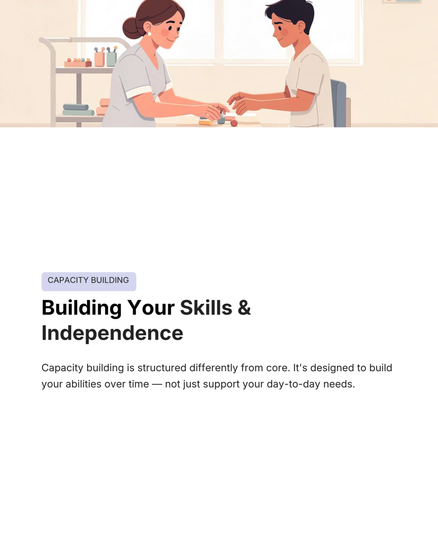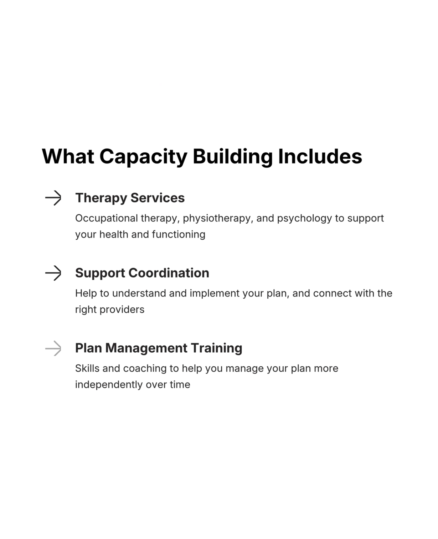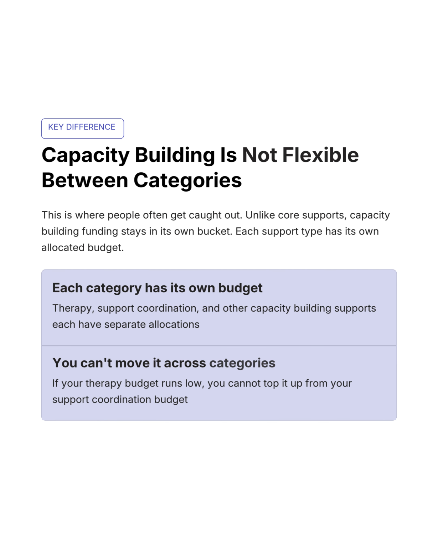Capacity building is different. This funding is more structured and is usually linked to specific types of supports. It is designed to build your skills and independence over time. This can include things like occupational therapy, physiotherapy, psychology, support coordination, and training to help you manage your plan. Unlike core, capacity building funding is generally not flexible between categories. Each type of support has its own budget, and it is important to know how much is allocated to each. This is where people can run into trouble if they are not tracking how that funding is being used.